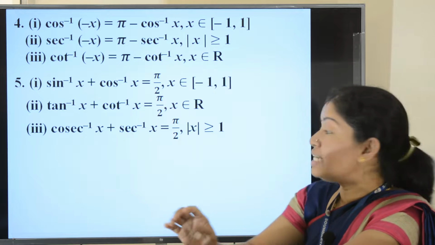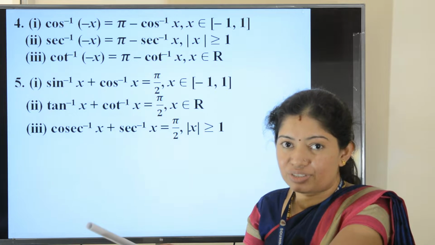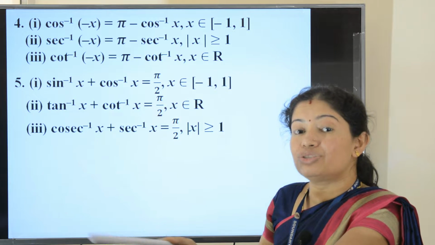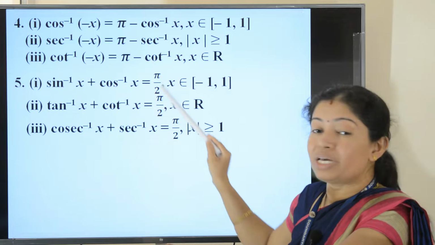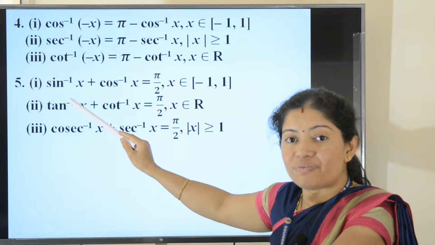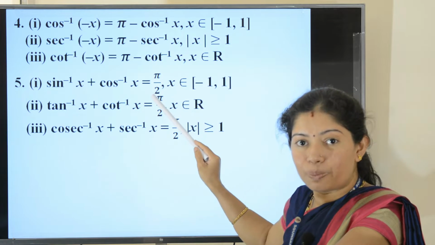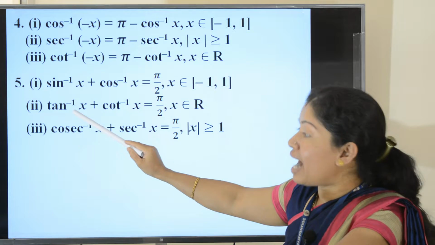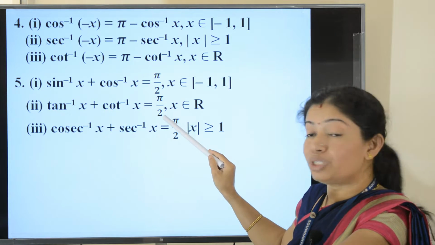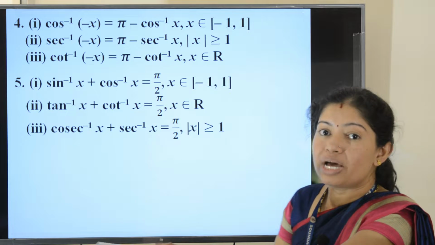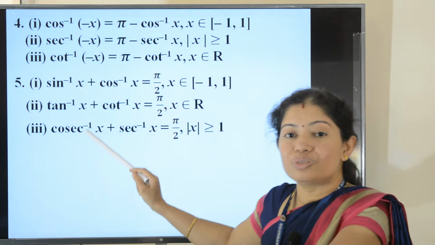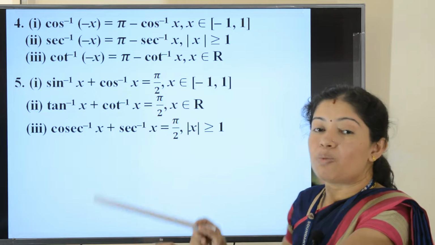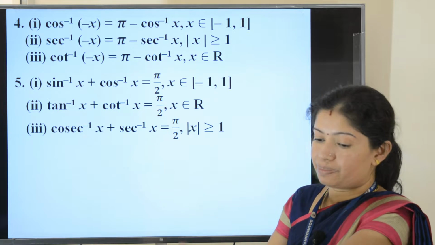Next property is sum of two inverse trigonometric functions. Here you are taking the inverse trigonometric function with the inverse of its co-function, and that sum is always pi by 2. You can see here sin inverse of x plus cos inverse of x is equal to pi by 2, where x belongs to closed interval minus 1 comma 1. And tan inverse of x plus cot inverse of x is equal to again pi by 2, where x belongs to the set of real numbers. Third one, cosecant inverse of x plus secant inverse of x is equal to pi by 2, where mod x is greater than or equal to 1.